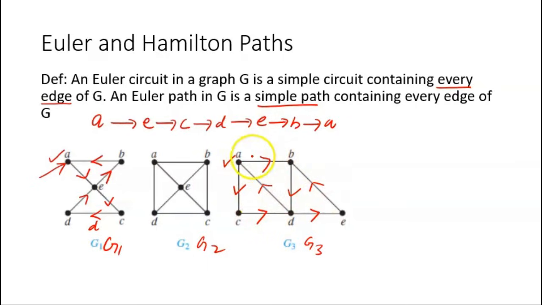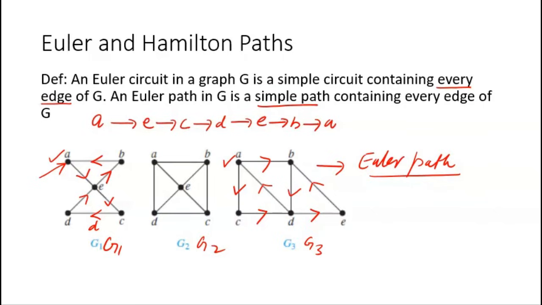So in the process I have covered all the edges, but since the circuit is not completed, this is known as an Euler path. I hope you have understood the difference between Euler circuit and Euler path. In Euler circuit we have to arrive back at the same vertex. In Euler path that requirement is not needed, but in both situations we must ensure that we are walking through all the edges exactly once.